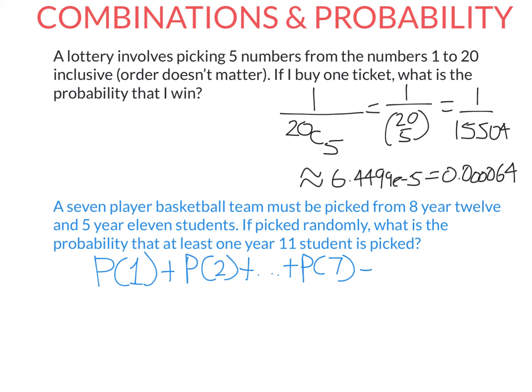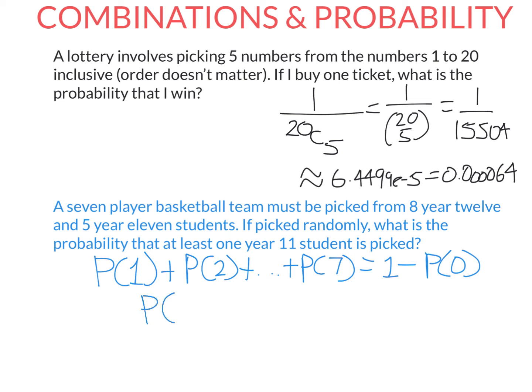We can just find the probability that no year 11 students are picked and subtract from 1, because no year 11 students picked and at least one year 11 student picked, they are complementary events. So we're going to find this here. So let's find the probability that no year 11 students are picked.